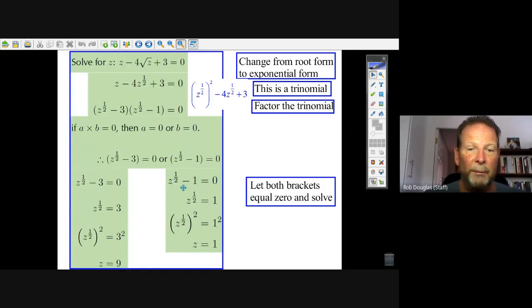You add the 3 on this side, you add the 1 on the other side, and now you've got z to the 1/2, but you want z to the 1 to find your answer. So what you do is you square both sides, because z to the 1/2 squared is z, and 3 squared is 9, so one of your answers is 9. Z to the 1/2 squared is z, and 1 squared is just 1.